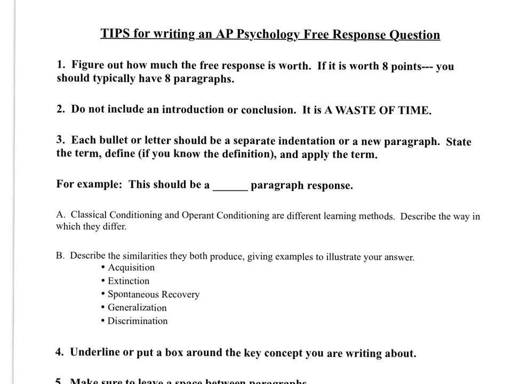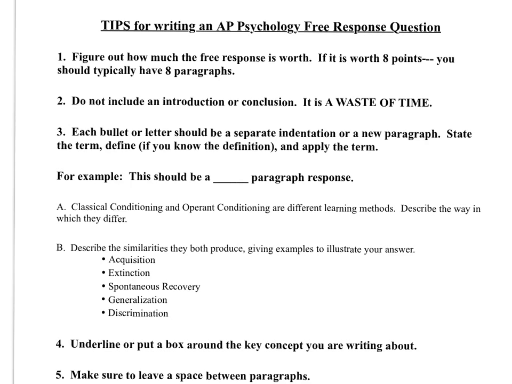So for example, like I mentioned before, this should be a 6 paragraph response. What you're going to do when you answer the question is you are going to start off by defining, in this case, classical and operant conditioning, and then the rest of your paragraph would be to describe the way in which they differ. Now, this is an example of a topic we haven't covered yet, so it'll make more sense once you actually know what classical and operant conditioning are.